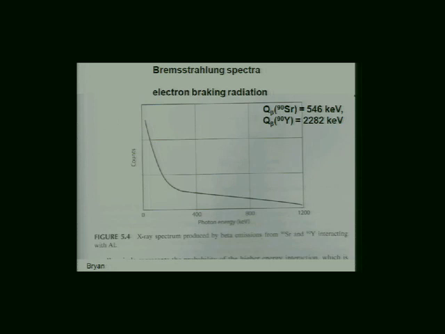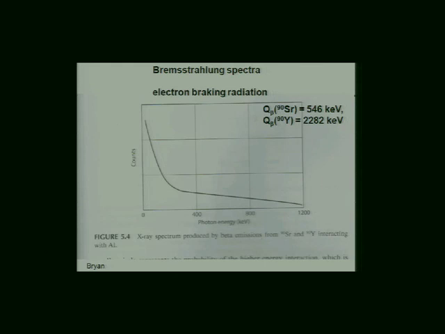And this is an example of the energy spectrum of this braking radiation. So the electrons are passing through some material, in this case aluminum. And as they scatter, they are being accelerated. And because an accelerated charge produces radiation, they produce this so-called bremsstrahlung radiation. What's being plotted here is the spectrum observed when electrons produced by the beta decays of strontium-90 and yttrium-90 pass through aluminum. So this is the number of photons, X-rays, as a function of their energy that are produced by those betas interacting in the aluminum.